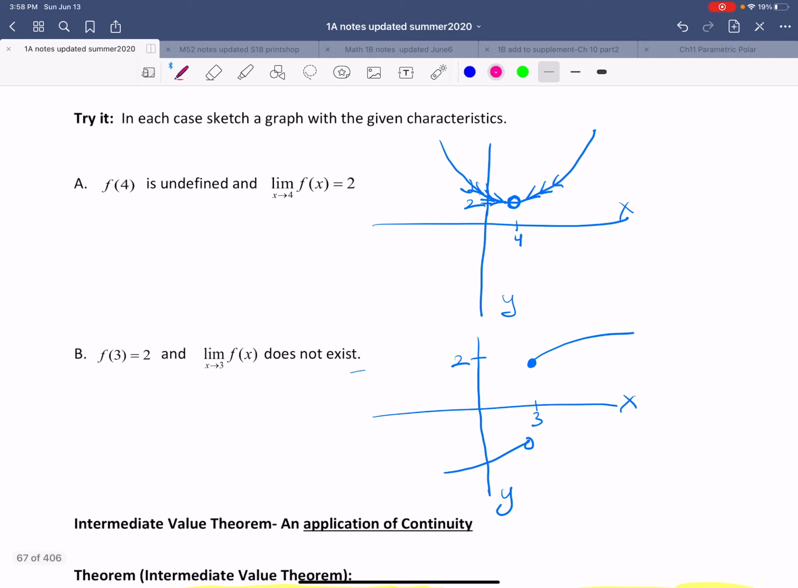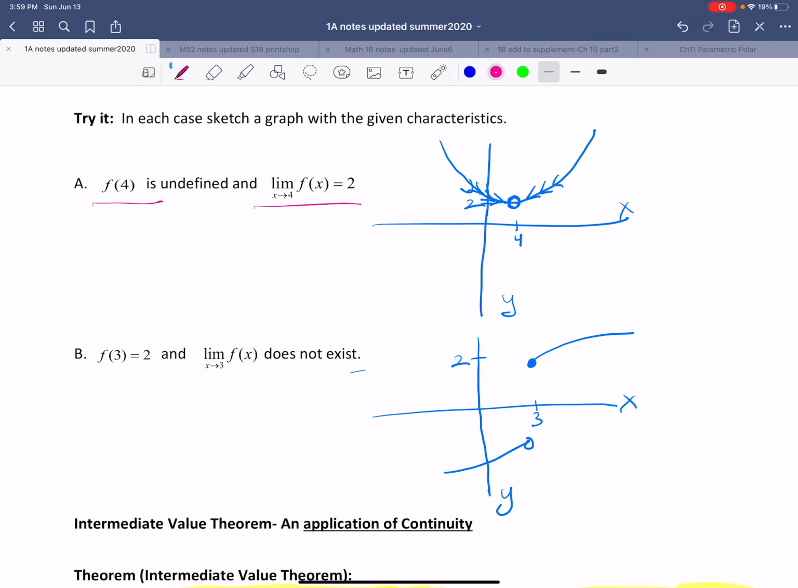In each case, sketch a graph with the given characteristics. So here are the two graphs that I constructed or sketched, but you can use a different graph because there are infinitely many possible answers. We want f of 4 to be undefined, and the limit should be equal to 2. Next, we want f of 3 to be equal to 2 and the limit does not exist.